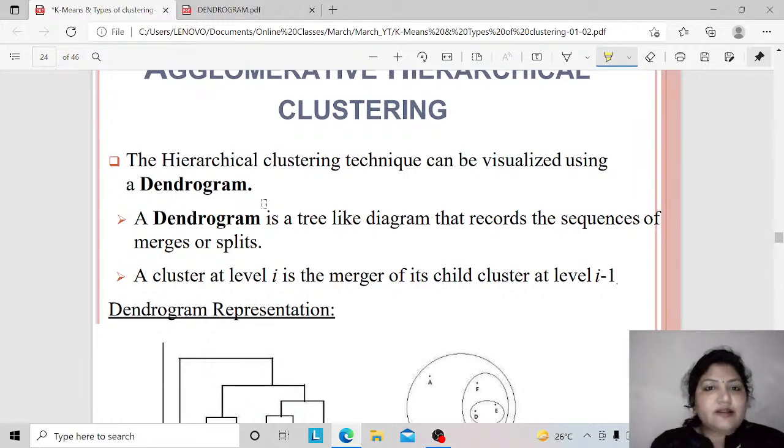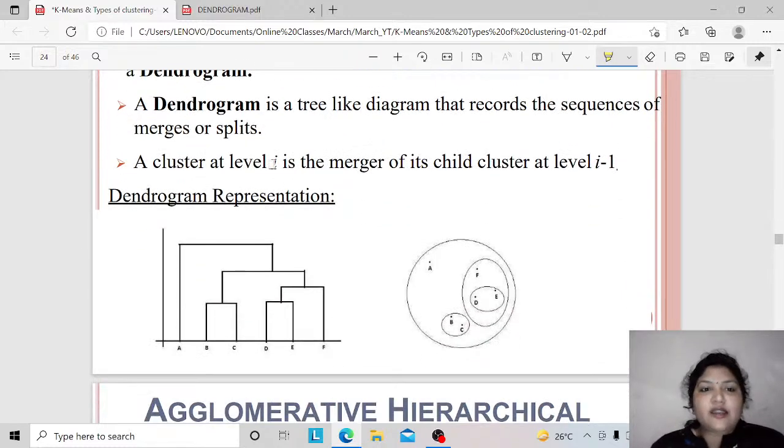The hierarchical clustering technique can be visualized using a dendrogram. A dendrogram is a tree-like diagram that records the sequences of merges or splits. A cluster at level I is the merger of its child clusters at level I minus 1.